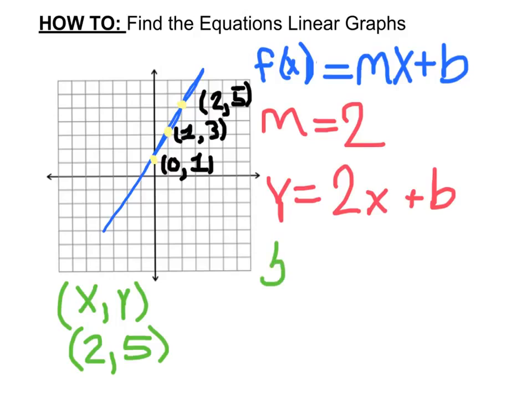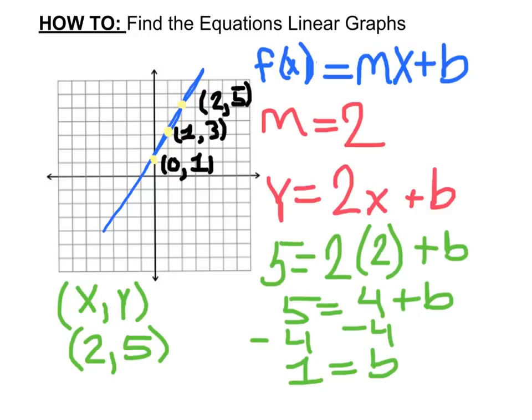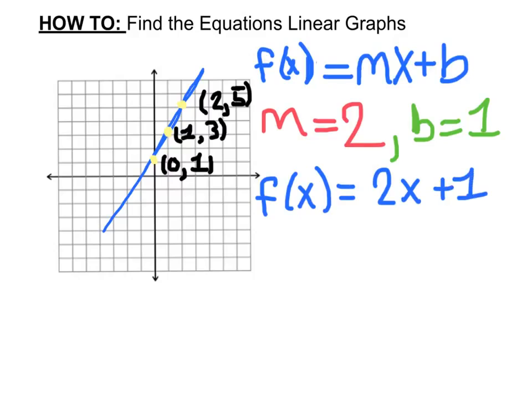Our y is 5. Our slope is 2. Our x is also 2, plus b. 5 equals 2 times 2, which is 4, plus b. Inverse operation, subtract 4 from each side. And 1 equals b. And there we go. We're ready to write our equation. So f of x equals 2x plus 1, which is the same as we got before.